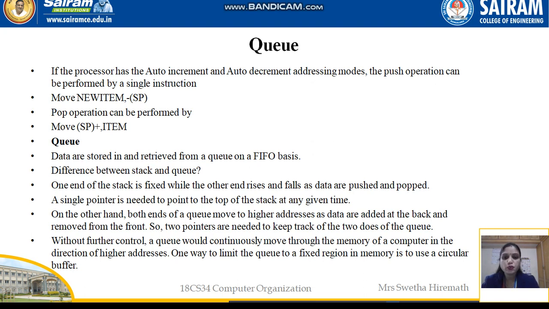One end of the stack is fixed while the other end rises and falls as data are pushed and popped. A single pointer is needed to point to the top of the stack at any given point of time. On the other hand, both ends of the queue move to higher addresses as data are added at the back and removed from the front. So two pointers are used in a queue, whereas a single pointer is used in a stack. Without further control, a queue would continuously move through the memory of a computer in the direction of higher addresses. So that's the difference between the queue and the stack.